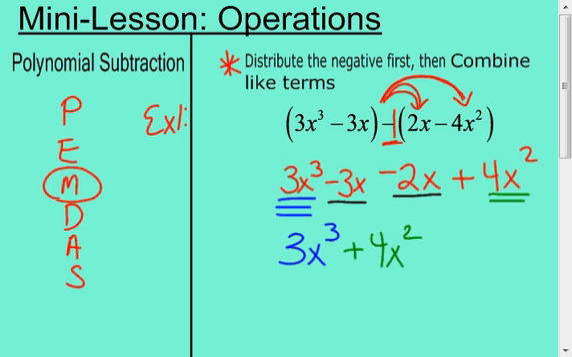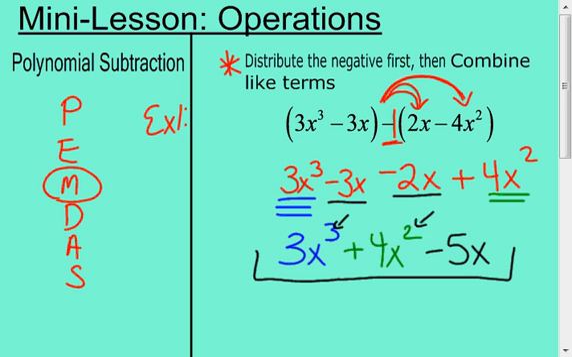A negative plus a negative results in a larger -5x. And here is my answer in standard form, highest exponent to lowest, and each of these are unlike terms, x to the third, x squared, and x to that invisible 1, so none of those can be combined any further.